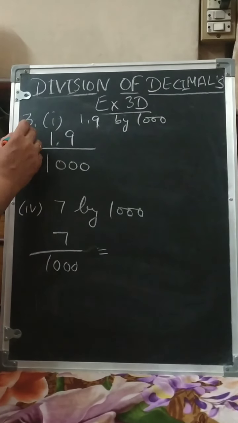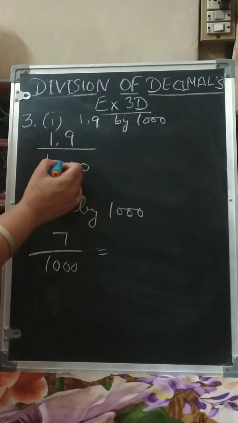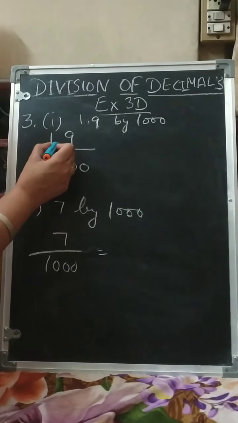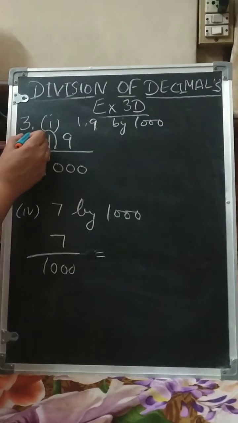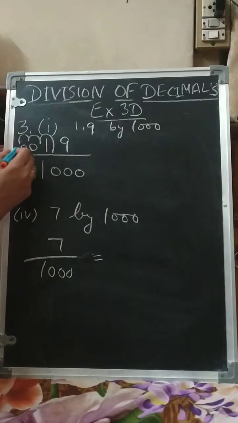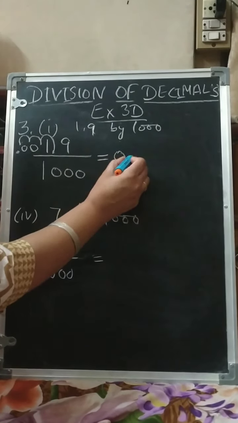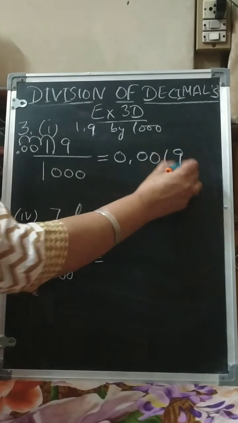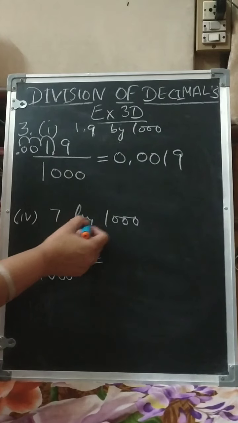Now third question you can see we are dividing by 1000. Same method, 3 zeros are there, so you will move this point 3 steps back. 1 step, 2 step, 3 step. If there is no any digit, write zeros yourself and point will come here. And your answer will be 0.0019. This is answer.